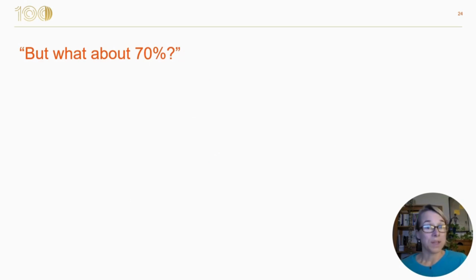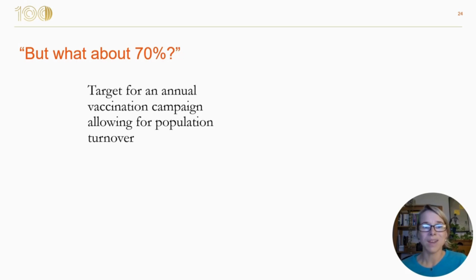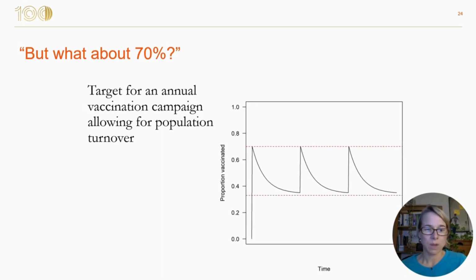But I hear you shout, hang on, what about this 70% vaccination that I hear everyone talking about? And that percentage is absolutely correct. This is the target vaccination for an annual vaccination campaign, which ensures that herd immunity does not fall below critical levels between campaigns. And that fall is the result of vaccinated dogs dying and immune naive puppies being born. This is population turnover. So in this graph, we see the proportion of vaccinated dogs rocket up during the annual vaccination campaign and then slowly drift down over the coming months before it's boosted back up again at the next annual vaccination campaign. Note the proportion stays above this dotted line, which is the critical herd immunity.